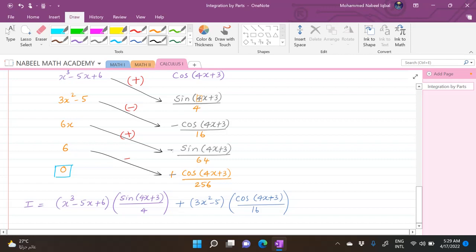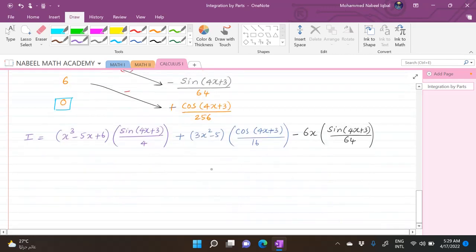The next one, plus into minus, which is minus 6x, and the function here is sine(4x plus 3) over 64. So this is the third term finished. Now the last one we will have minus into plus, which is minus 6 into cosine(4x plus 3) over 256, plus integration constant c, since it is an indefinite integral. So this is the final answer.